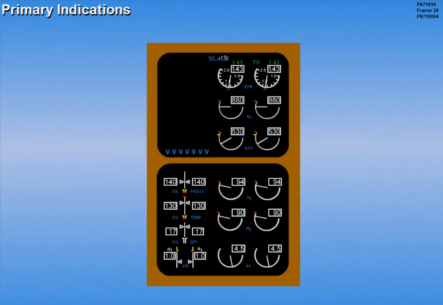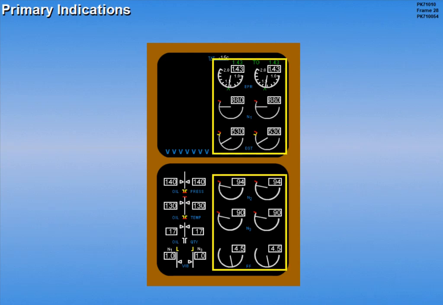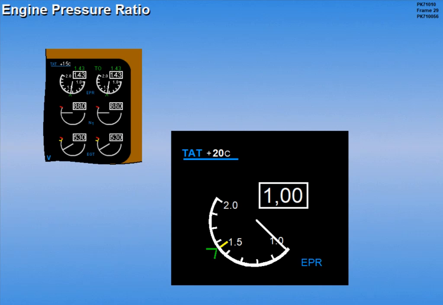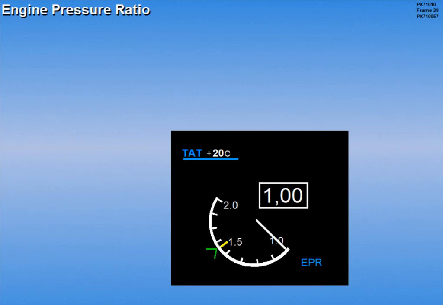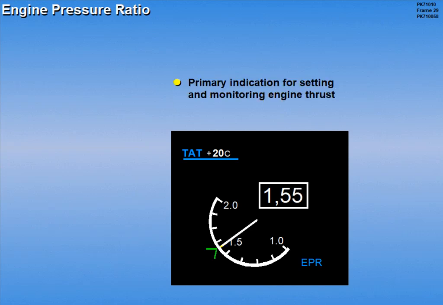Primary indications associated with engine performance are normally split between the upper and lower ICAS screens. White arcs identify normal operating ranges for these indicators. Located at the top of the upper ICAS screen is the engine pressure ratio, or EPR indicator. The EPR indicator displays actual engine thrust with a pointer and corresponding digital readout. EPR is used as the primary indication for setting and monitoring engine thrust.